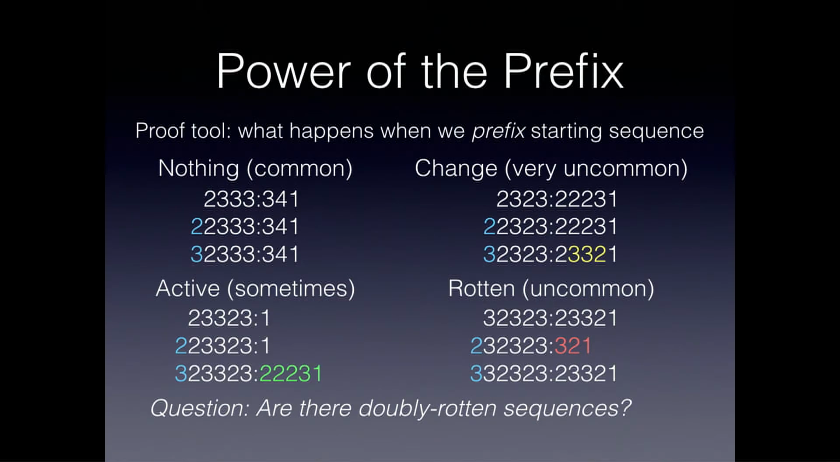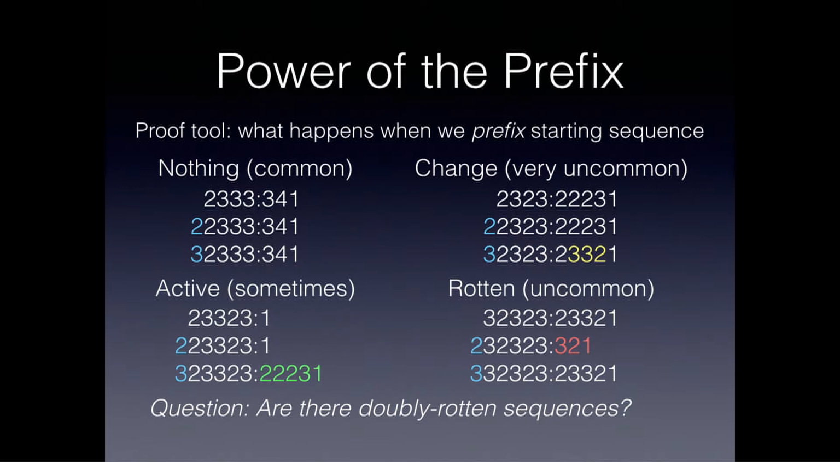Now, the power of the prefix. So we'd like to do inductive proofs by adding things on the front. So here what I've done is I've taken a 4-number sequence, 2333, and you can see that the tail is 341. If you add a 2 or a 3, it doesn't really do anything to it.